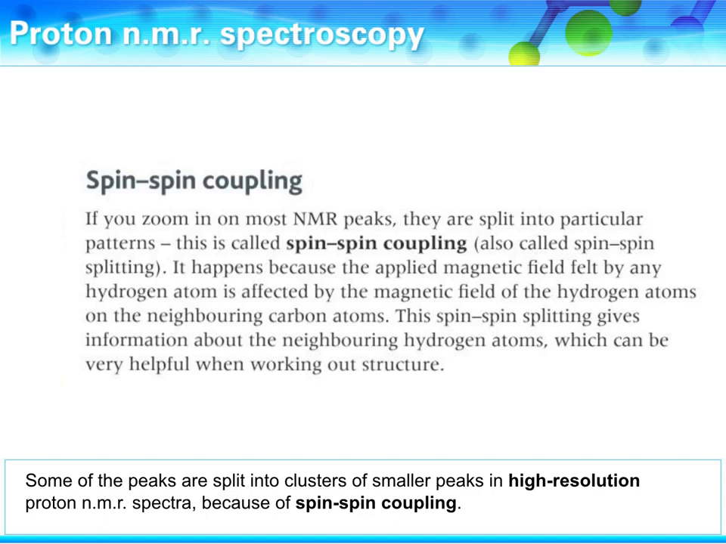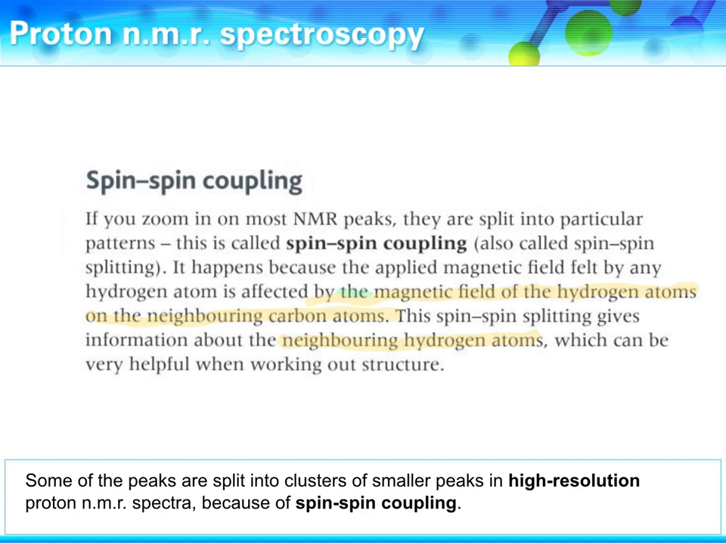If you zoom in on low resolution NMR peaks, they're actually split up into particular patterns, and this is created by something called spin-spin coupling or spin-spin splitting. The reason why it happens is because the applied magnetic field of the hydrogen atoms on the neighbouring carbon atoms are affected. So the spin-spin splitting gives information about the neighbouring hydrogen atoms, and this is really helpful when you come to work out the structure.